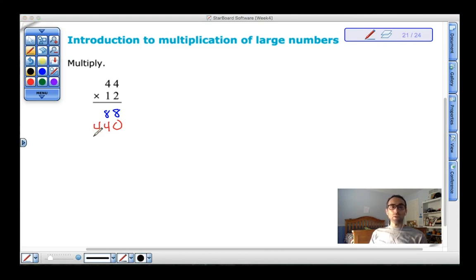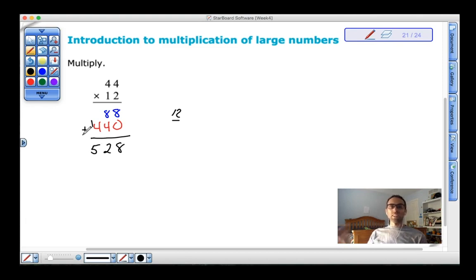And now when I go to add these together, 8 plus 0, I get an answer of 8. 8 plus 4, I get an answer of 12. So the 2 comes on the bottom, 1 comes up. 1 plus 4, I get an answer of 5. And 528 is your answer.